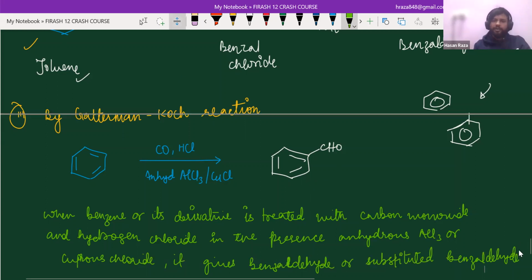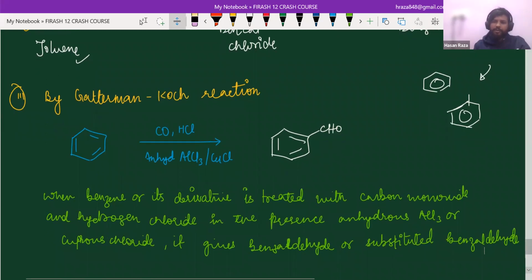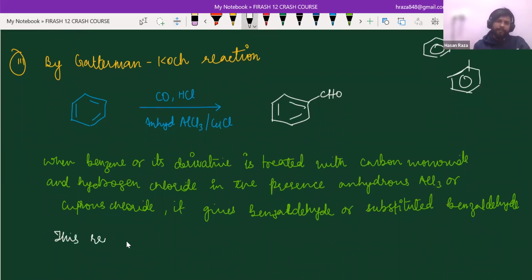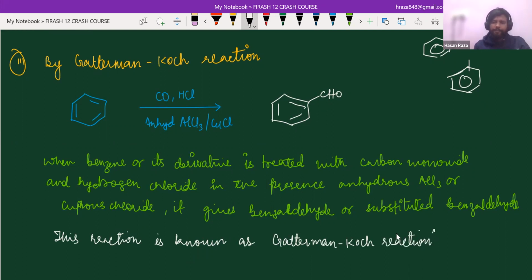And this is a name reaction. This reaction is known as the Gattermann-Koch reaction. And let me know.